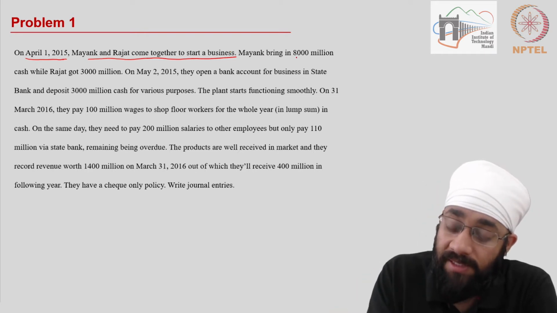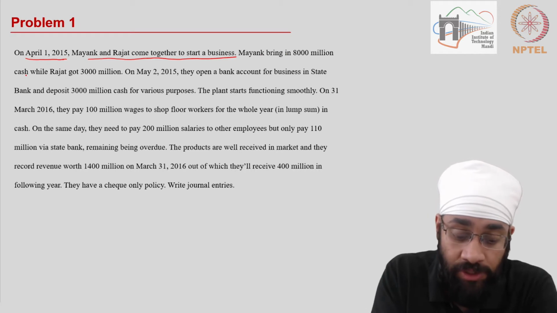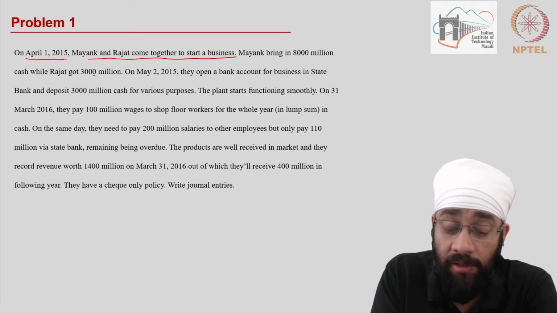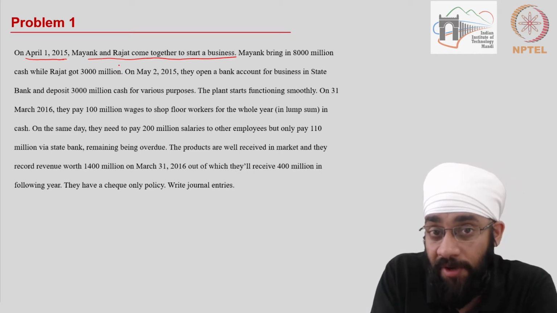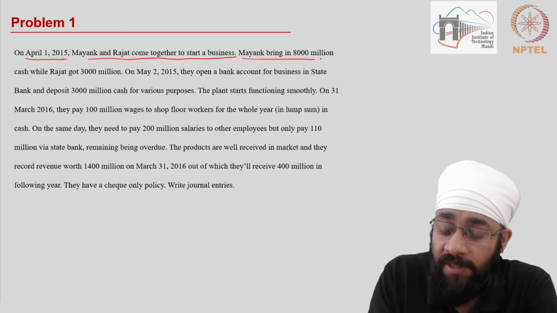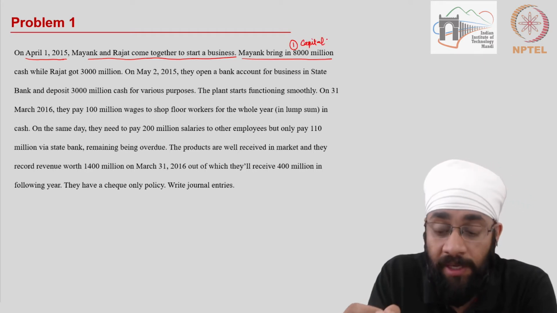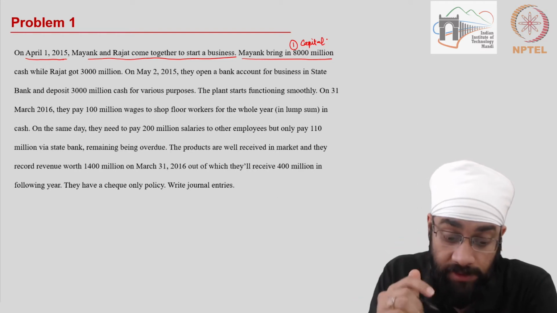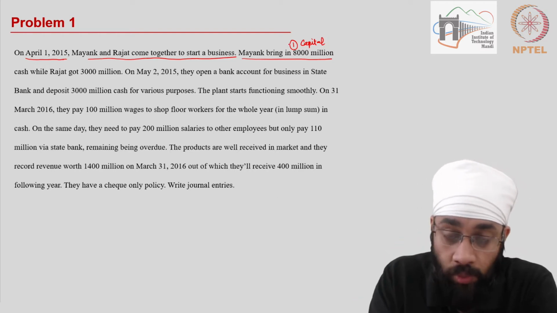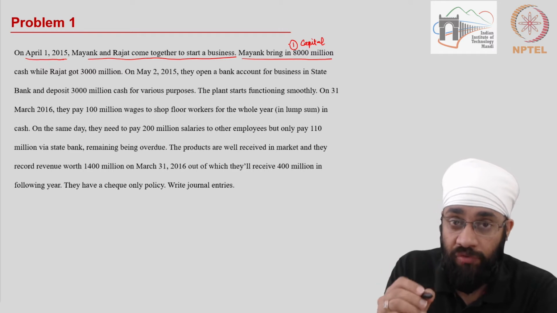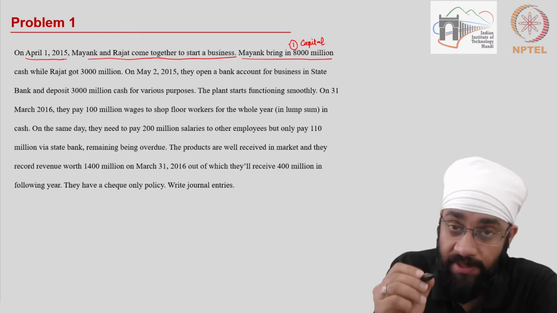Now Mayank brings 8,000 million cash while Rajat brings 3,000 million cash. Now this is a monetary transaction. This is the first transaction that we are going to record. And this transaction is that the share capital is being brought in by these two partners into the business. So I've written it, marked it as 1 because I want to keep track of which transactions I need to write in the journal.